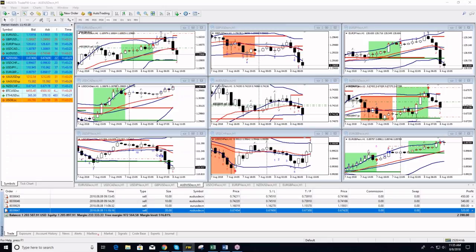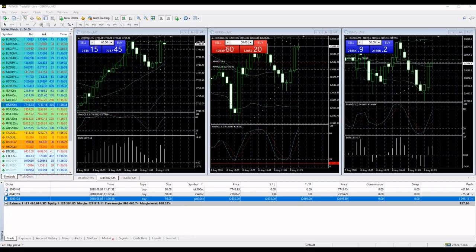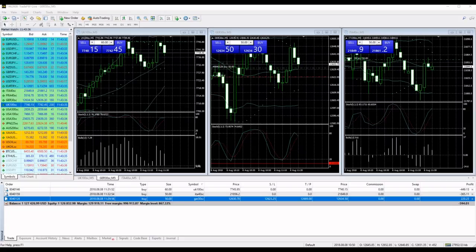So, guys, we have a small pullback on our indices, and I'm waiting for the pullback to finish so I can close my positions. It seems that we are in a range right now, guys. We are in a range and we have to trade during the range.